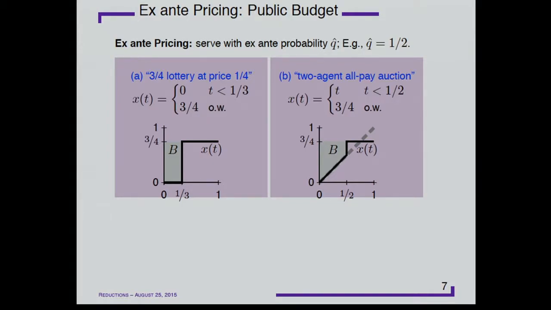Okay, and you can calculate out the area of this B. It's exactly 1/4 as before, and you could calculate out the ex-ante probability, and it's also 1/2 as I desired. Okay, these are two mechanisms. Good. Let's think about this ex-ante pricing question. I want to come up with the single-player mechanism that has the highest revenue, but serves with the ex-ante probability, say at most 1/2. What is that?